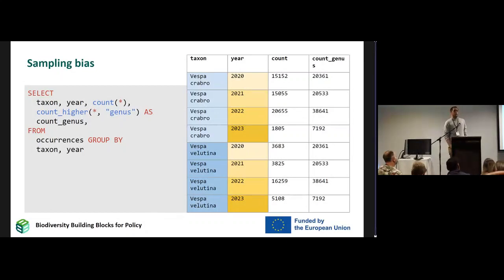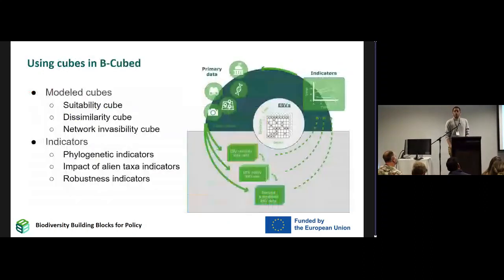Another way you can invent a function is, for example, knowing a sampling bias. So let's say there's a function called countHigher, which basically counts for, I know that this insect in 2020 had a count of 15,000. What does that mean? Like, how many occurrences were counted for the genus in total? And that allows you to have more relative counts, and you can kind of include the sampling bias and know, oh, there was less sampling that year, and you can correct for that by having other functions, and you provide these measures in your cube.